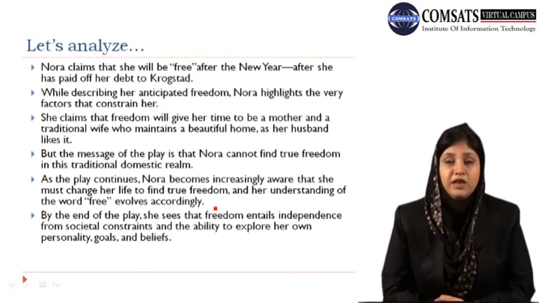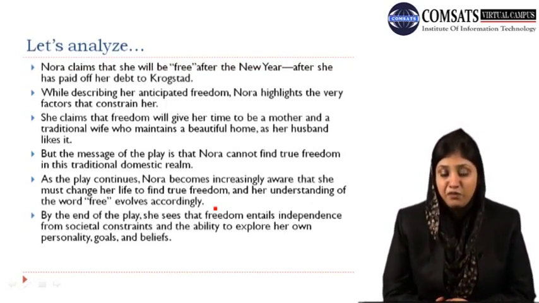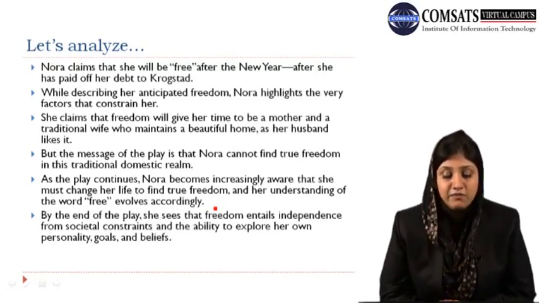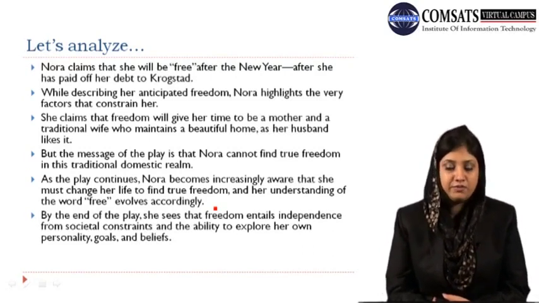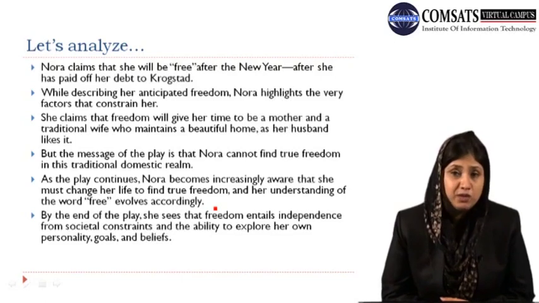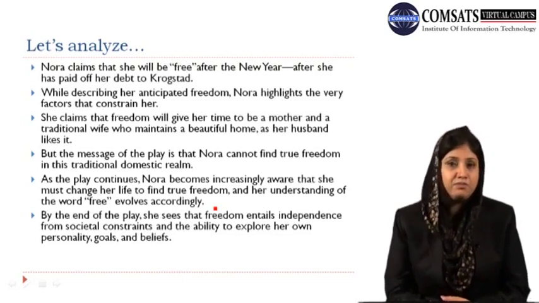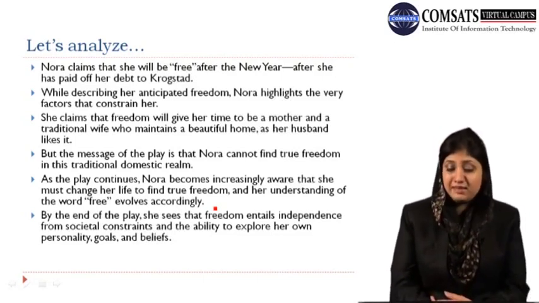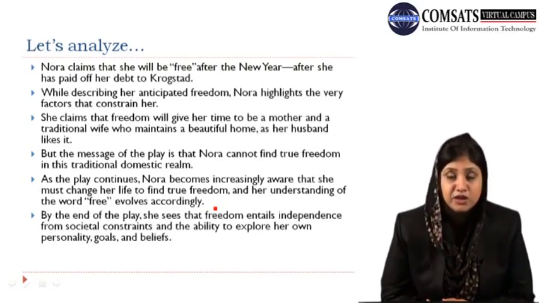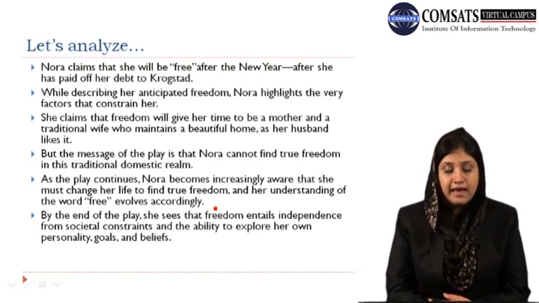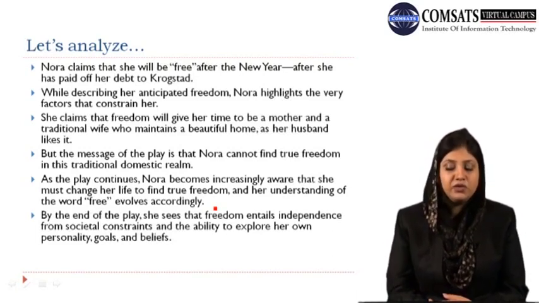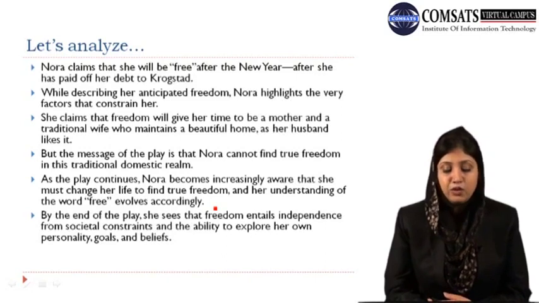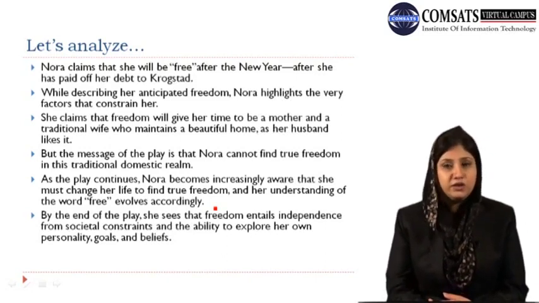Nora claims that she will be free after the new year, after she has paid off her debt to Krogstad. While describing her anticipated freedom, Nora highlights the very factors that constrain her. She claims that freedom will give her time to be a mother and a traditional wife who maintains a beautiful, clean, nice, shining house as her husband likes it. But the message of the play is that Nora cannot find true freedom in this traditional domestic realm. As the play continues, Nora becomes increasingly aware that she must change her life to find true freedom. And her understanding of the word free evolves accordingly.